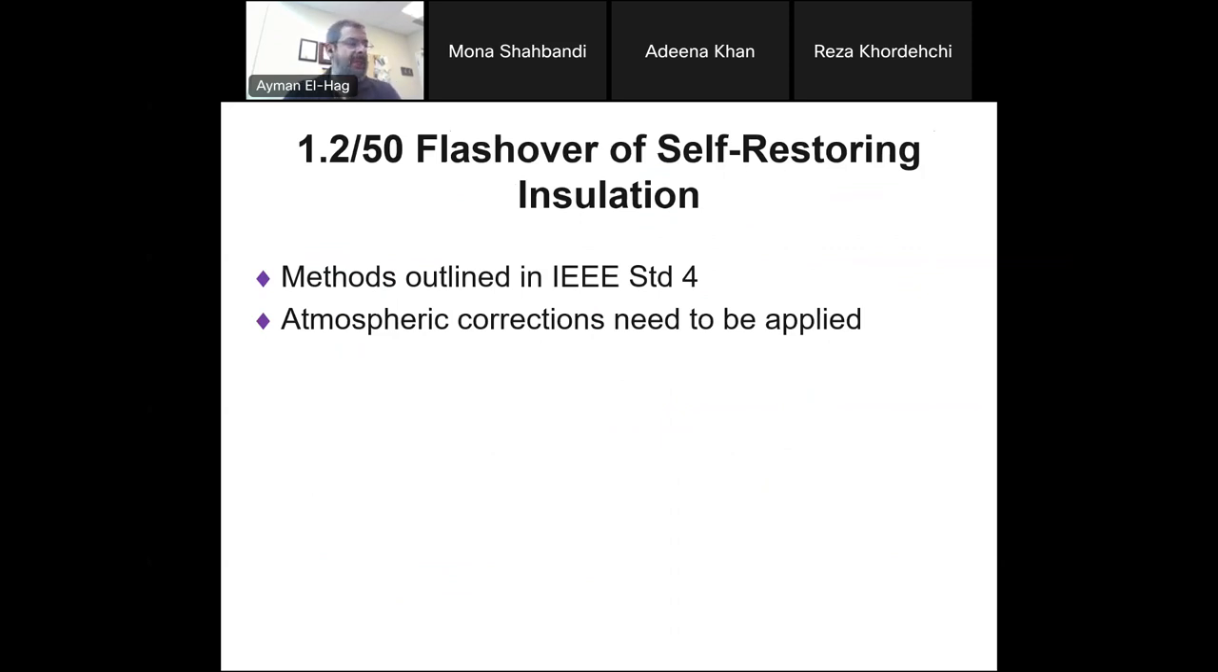Also, we test the insulators against the 1.2/50. When we say 1.2 over 50, we mean the lightning impulse. So we test the insulators with the dry test, wet test, and the lightning test as well. And again, the methods are mentioned in IEEE Standard 4. If you have access to IEEE Xplore, I believe you have, you can access this standard, IEEE Standard 4.